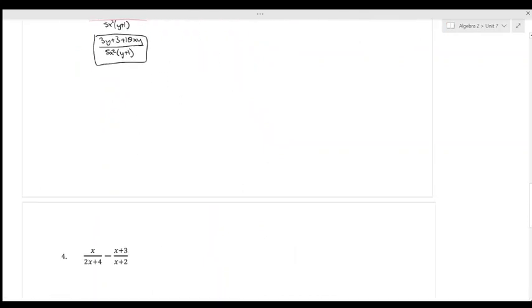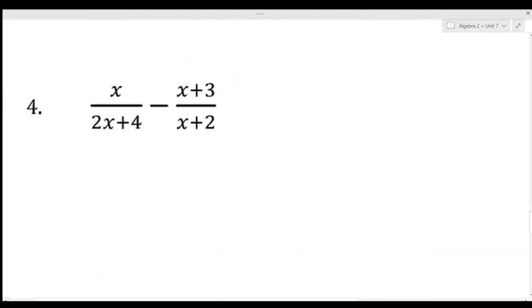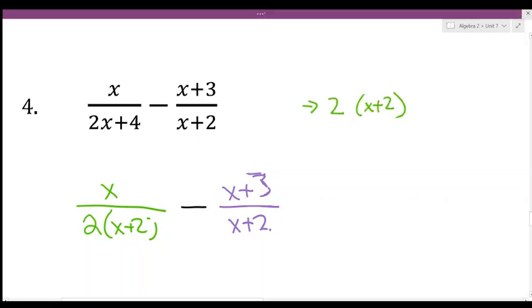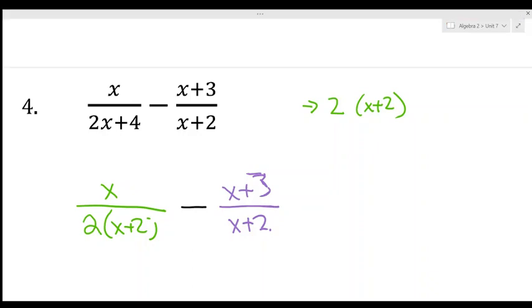All right, I feel like there's more. Okay, there is. Okay, so we have, for number 4, x over 2x plus 4 minus x plus 3 over x plus 2. That minus sign is going to freak you guys out, but don't let it. Just stay with me. So let's write our two sets of factors that we have. So we have our green, which is 2 times x plus 2. And then we have, for our purple, just x plus 2.